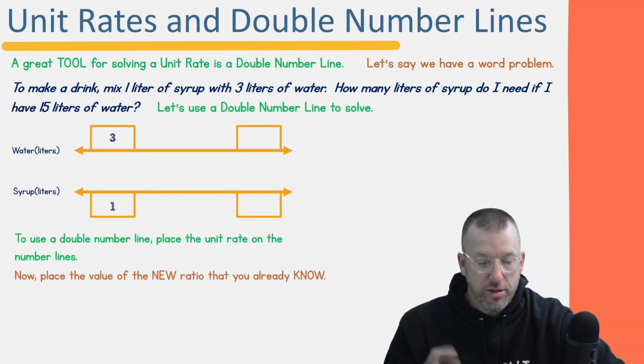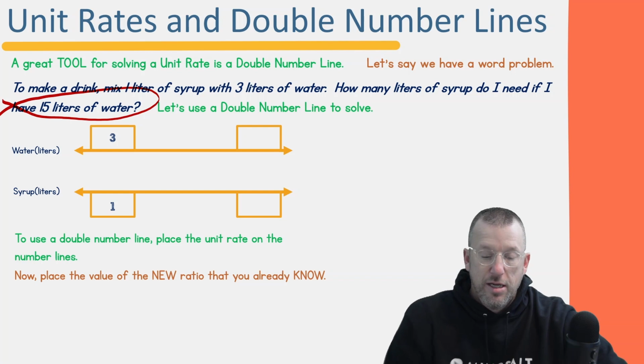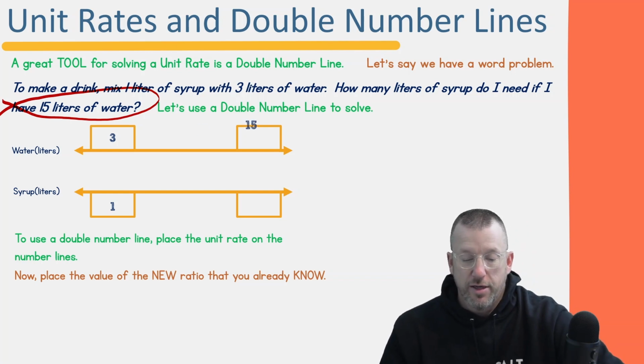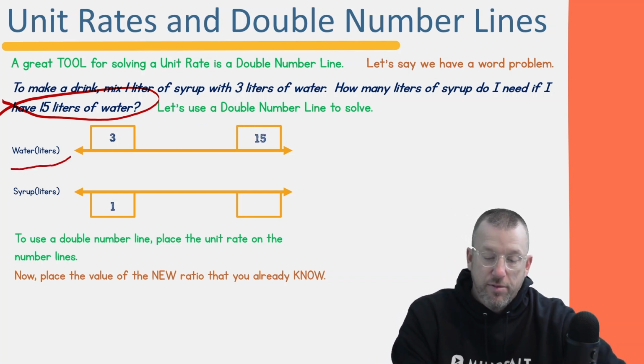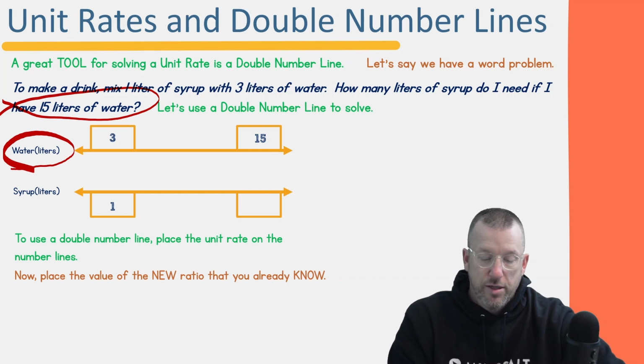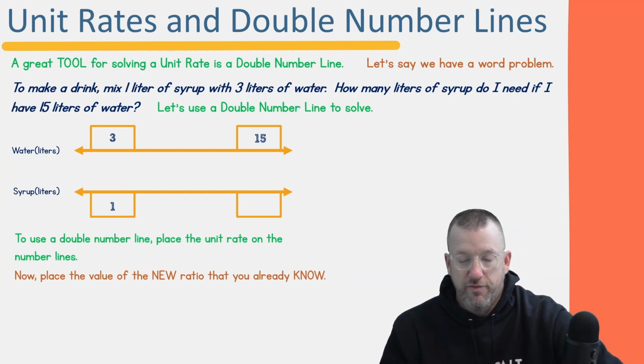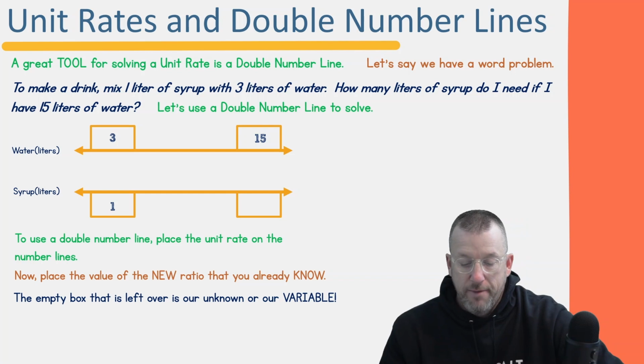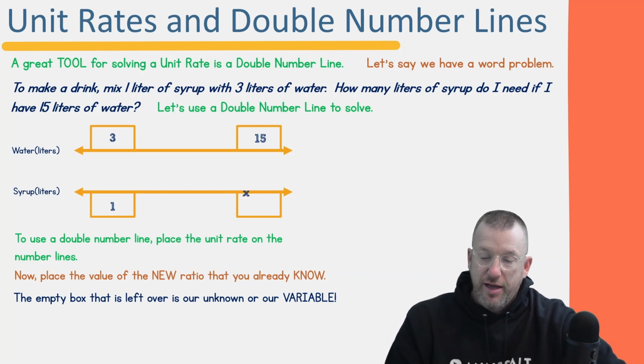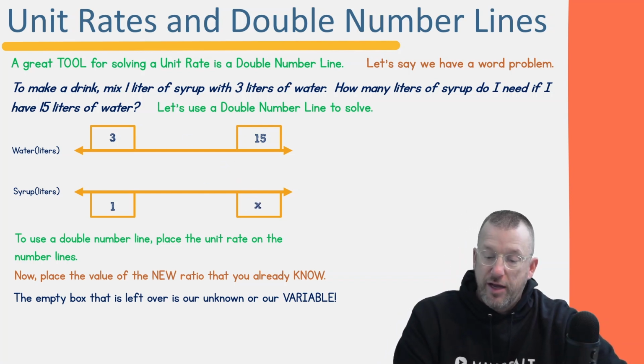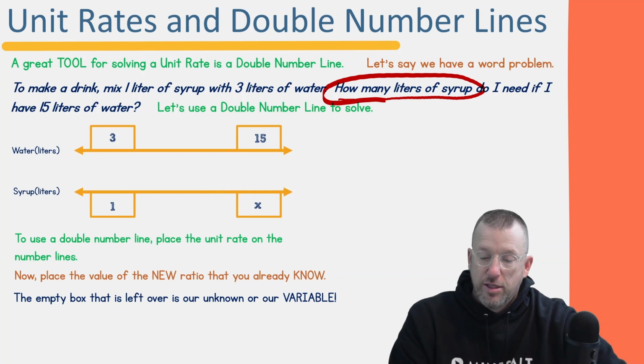We already know one part of this other ratio, right? It tells us that we have 15 liters of water. So we put 15 on the top because the top represents water. And then we do the same thing we did before. We look at it and say, what is left? What are we trying to find? In this situation, we're trying to find how many liters of syrup. So that's our variable. All right, syrup is what's missing. We need to know that value.